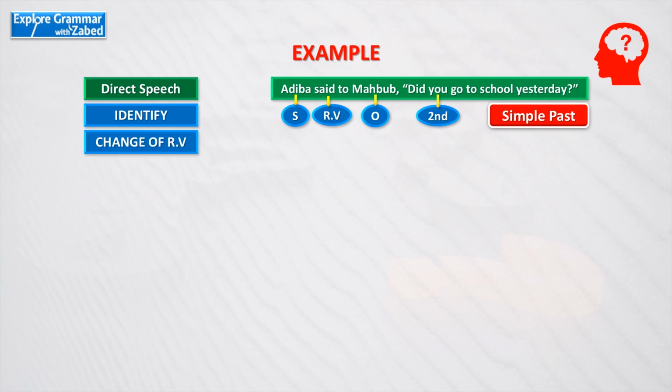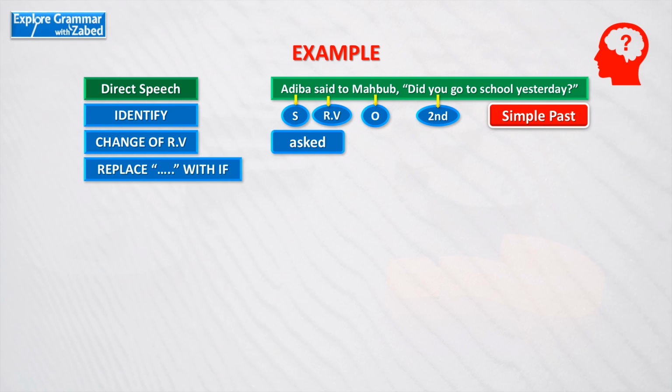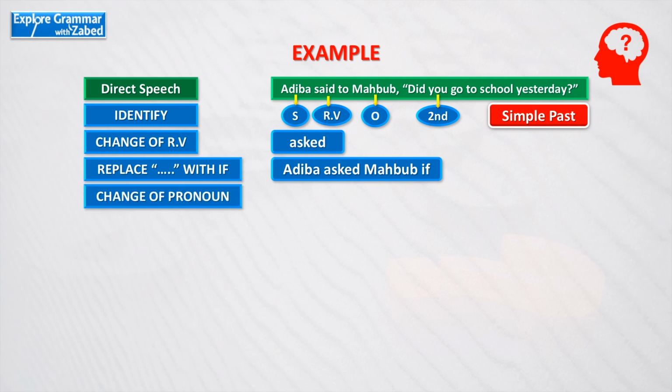Step 2 is the change of reporting verb. Here, said to will become asked. Step 3 is to replace inverted comma or quotation mark with if, as it is a yes-no type of question. The sentence will become like this: Adiba asked Mahbub if. Step 4 is the change of pronoun. Here, you is the second person pronoun and the object is Mahbub. So, you will be converted to he.